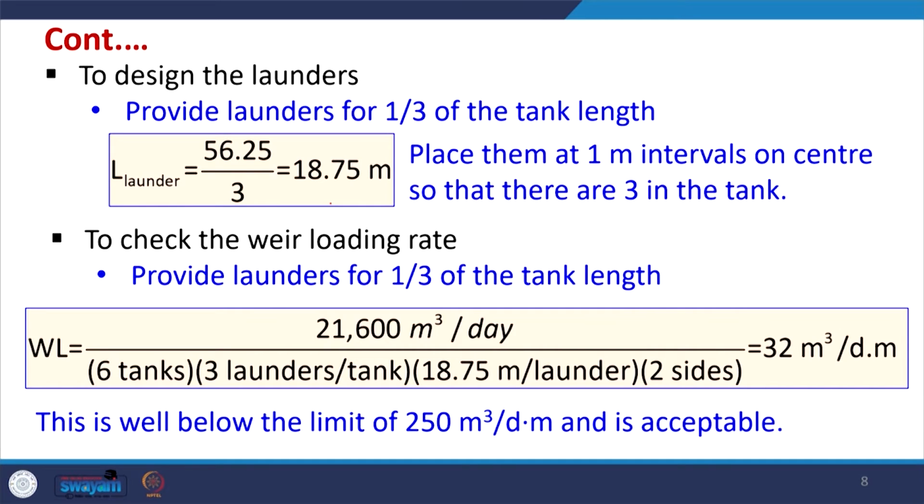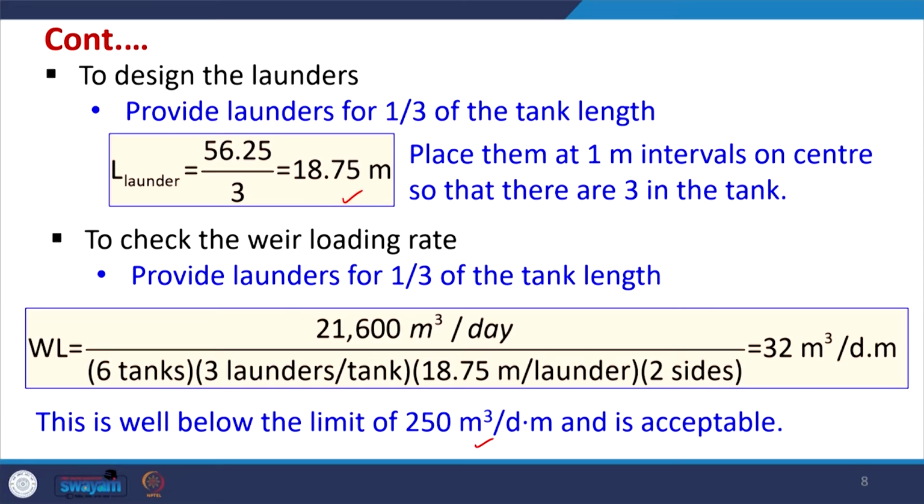So, we calculate it, it is 18.75, and we can place them at 1 meter intervals on center, so that there are 3 in the tank. So, this is possible. Now, to check the weir loading, the weir loading should be below 250 meter cube per day per meter, so we have to cross check what is the weir loading which is coming.